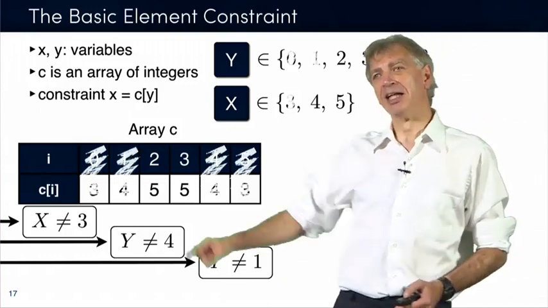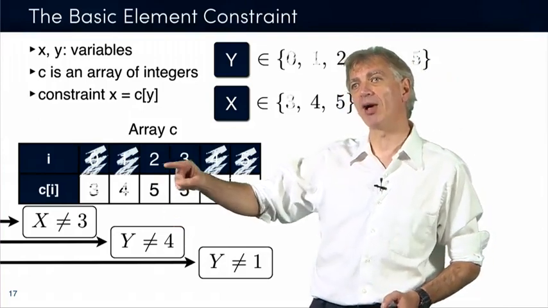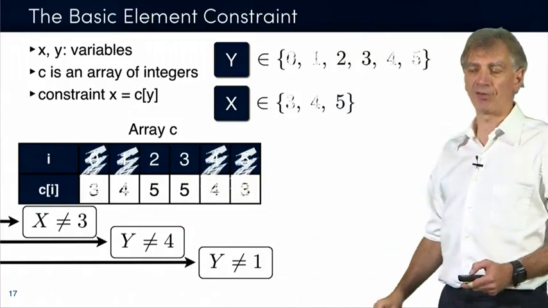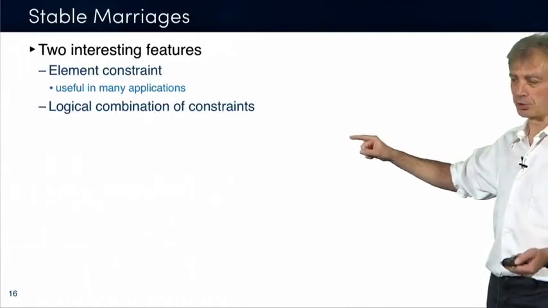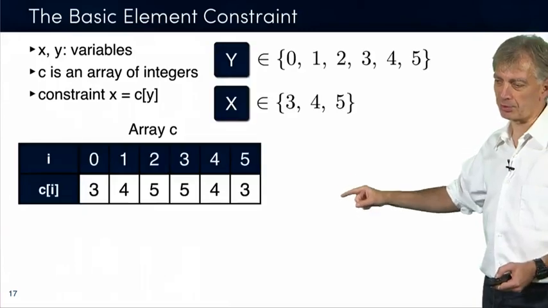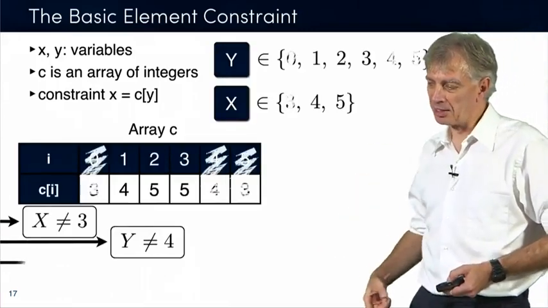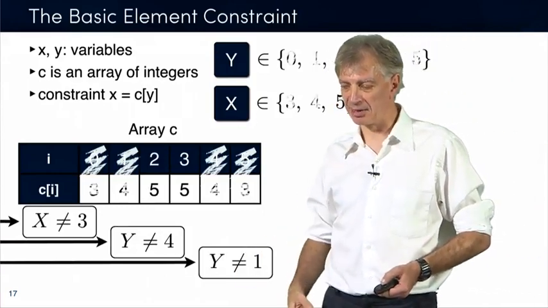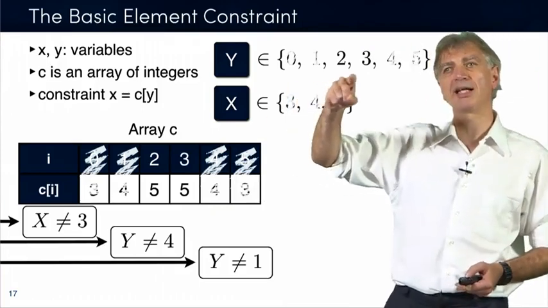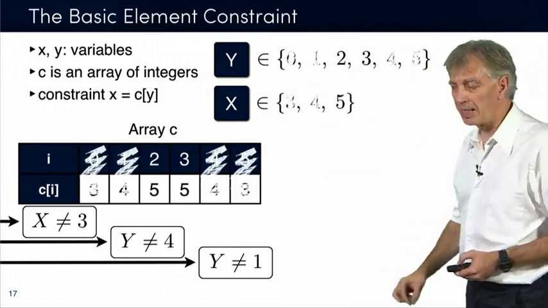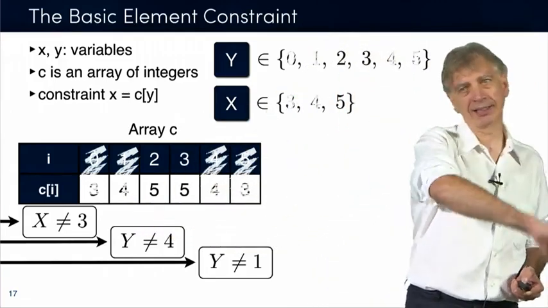And then at that point, you can see that the only value which is left for x is the value 5. Therefore, x has to be equal to 5, which is what you saw just before. I'm running over the animation again to tell you that the end game here has only one value left for x, which is 5, and only two values left for y, which are 2 and 3. That's the element constraint. Two things are interesting: propagation goes from y to x and from x to y.